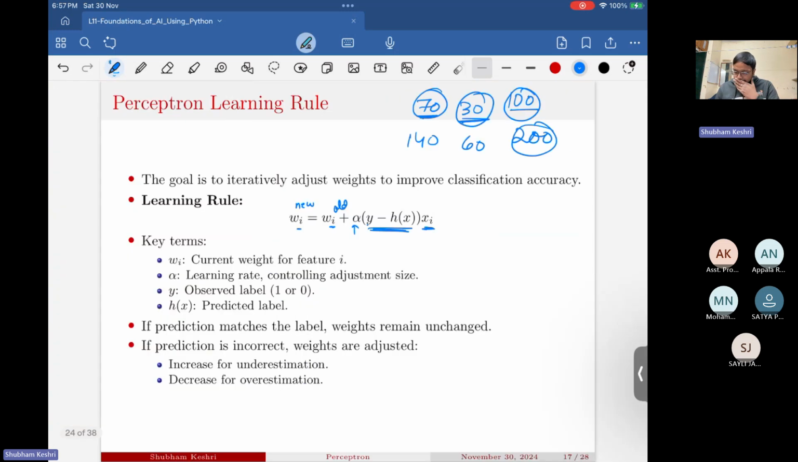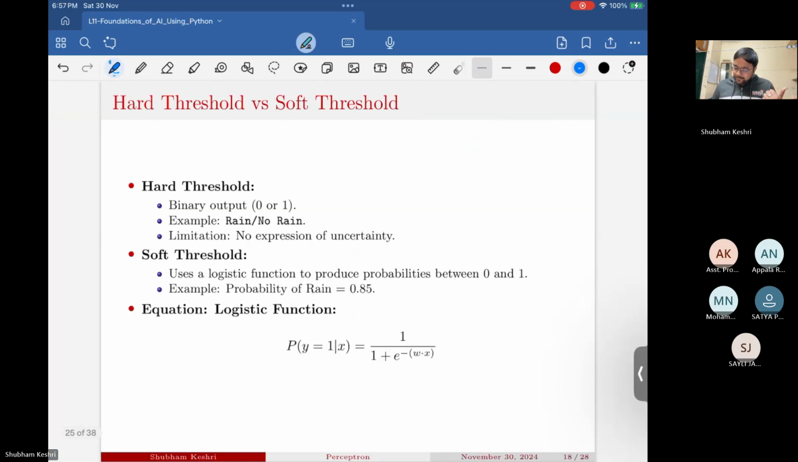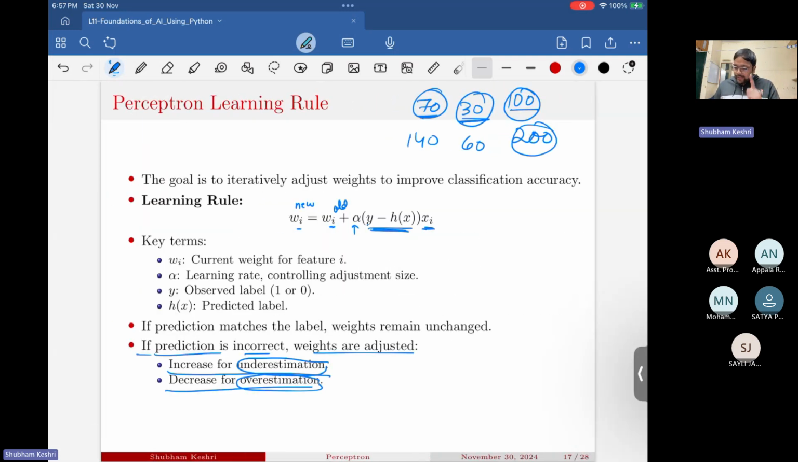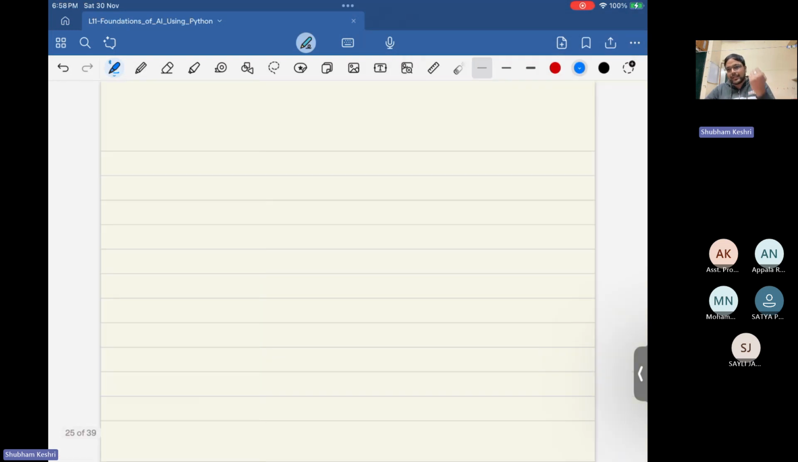Okay. So if the prediction is incorrect, weights are adjusted: increase for underestimation and decrease for overestimation. Underestimation is when we changed 1 to 0, overestimation is when we changed 0 to 1. Okay. Right. So over here you see, we know how to obtain the equation of the line. For 2 dimensions, and for a higher dimension, we know how to obtain the equation of the hyperplane. And now we can easily classify which group belongs to which. Okay. Is that all right? Then we'll proceed with something else.